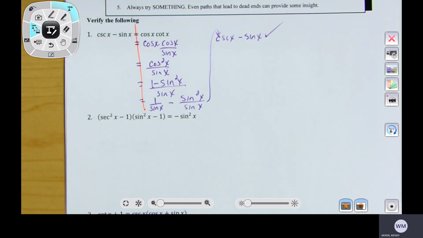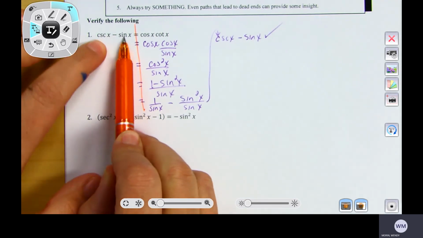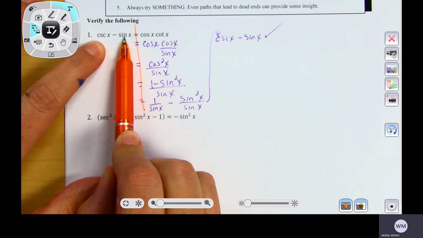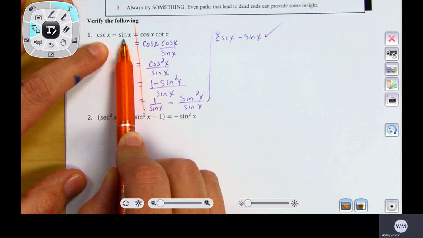I'm going to do option number 2. I think the left side is more complicated, so I'm going to start on the left side. Completely new, different problem, okay? We're done with this one. I'm going to pick the left side. How do I combine or subtract things? I need a common denominator of some sort, right? Because I can't just subtract these.